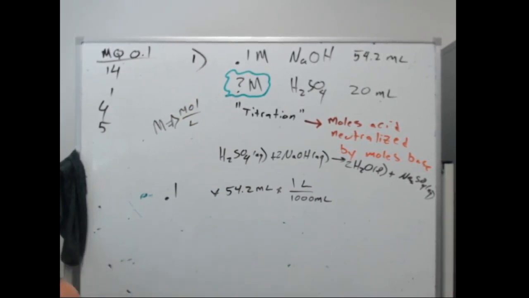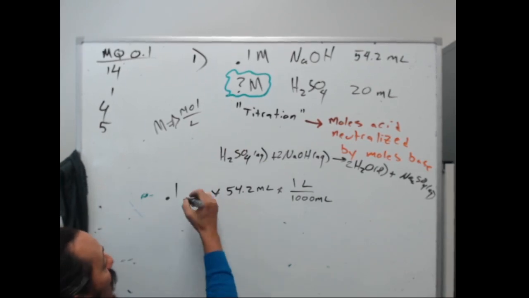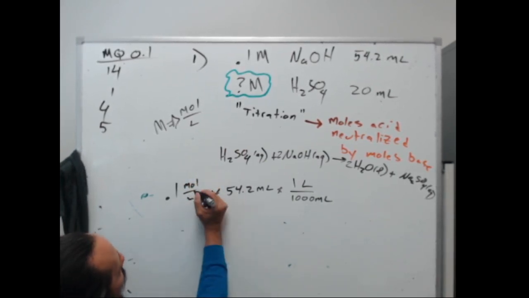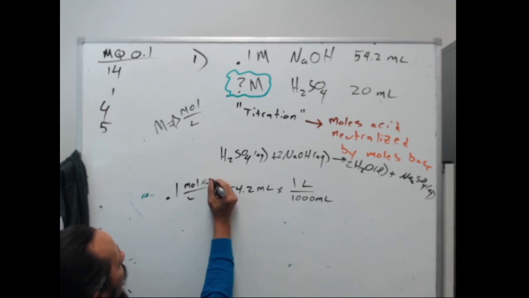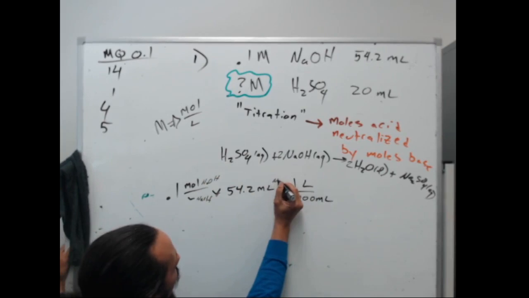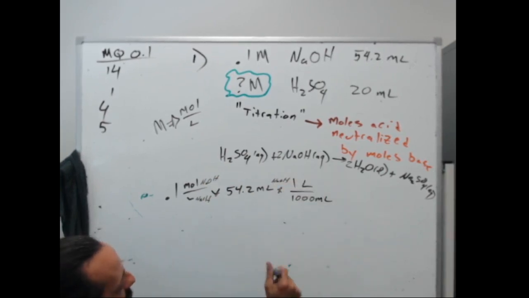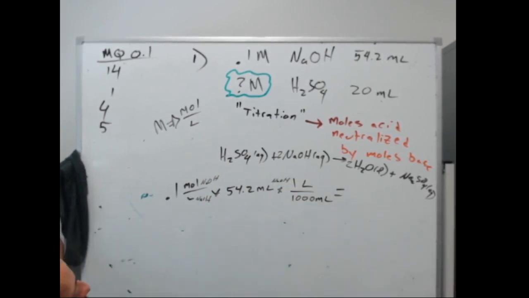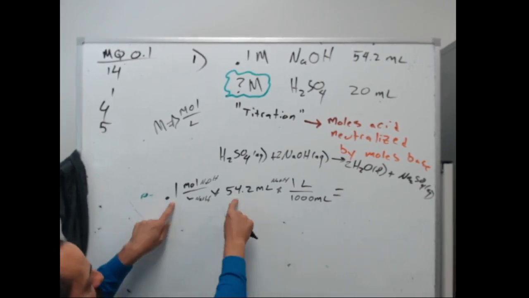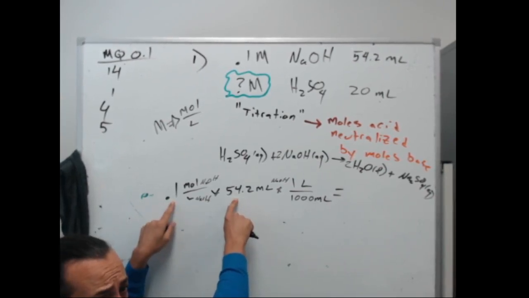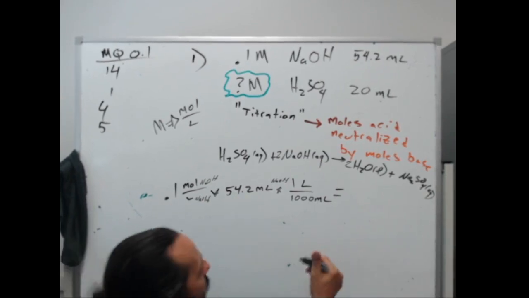So capital M here, this is 0.1 molarity. I can write that down as 0.1 moles per liter. And I should write this down as moles of NaOH per liter of NaOH. This is milliliters of NaOH, converting to that. I can almost do that in my head. This is going to be 5.4 divided by 1,000, 0.0054.